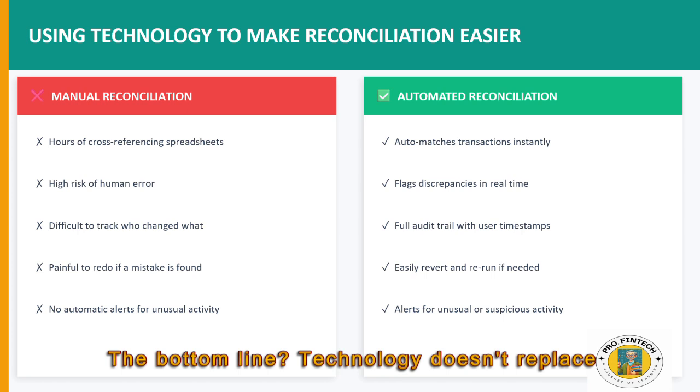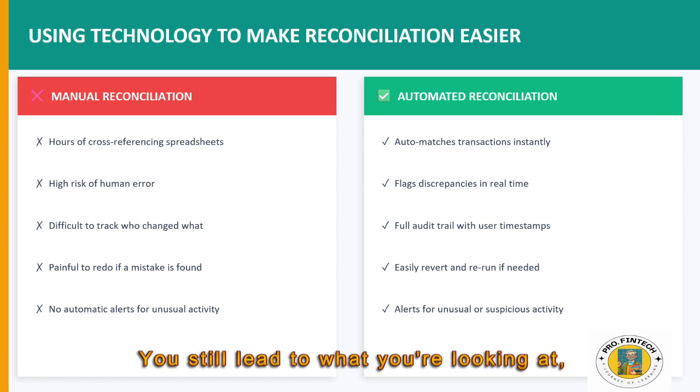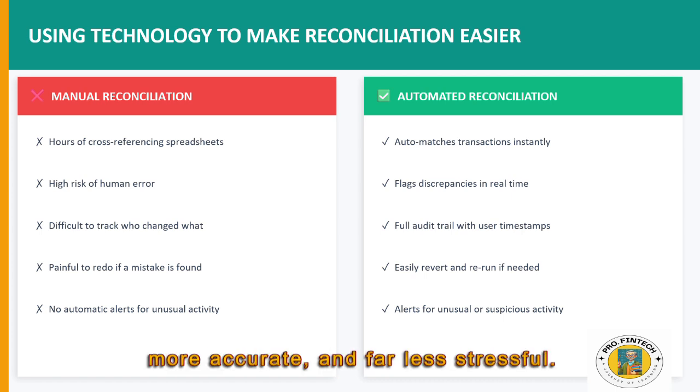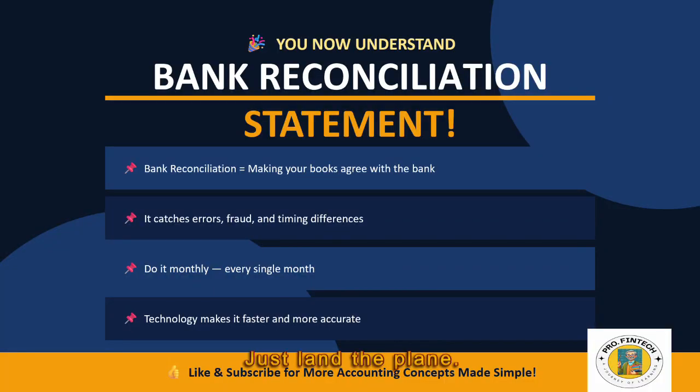The bottom line, technology doesn't replace the need to understand bank reconciliation. You still need to understand what you are looking at, but it makes the process faster, more accurate, and far less stressful. Alright, let's land the plane. You have just learned one of the most essential concepts in accounting. You now know that a bank reconciliation statement is simply a document that explains why your cash book and your bank statement show different balances and proves that every difference has a legitimate explanation. You know the four key reasons why numbers differ: timing, unrecorded charges, errors, and outstanding items.